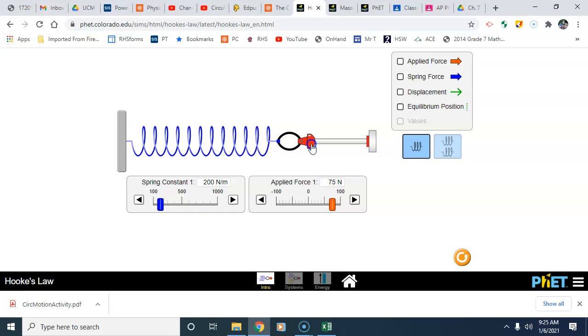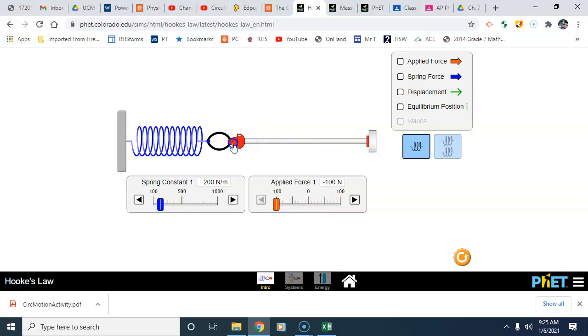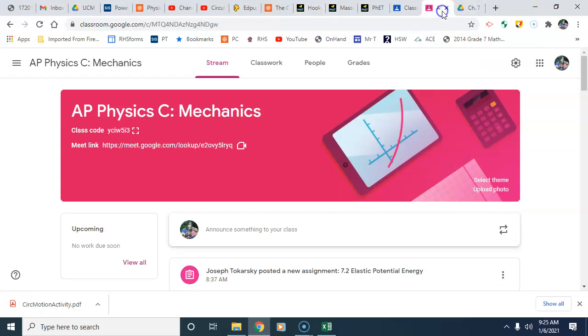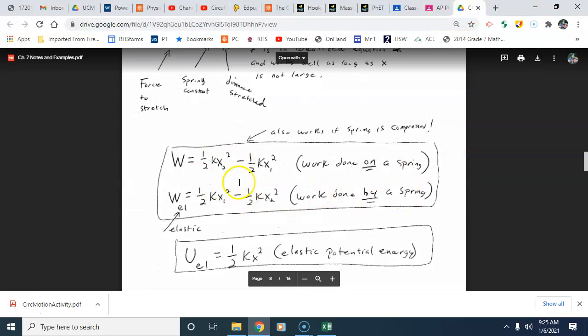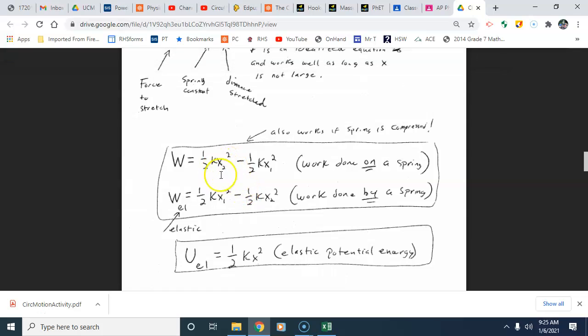To the left. Or if I push to compress it to the left, it wants to push back to the right on me. That's why there are two different ways to look at it. But for the same situation, if you use these same two formulas, the overall amount of work would be the same. Just one of them is going to be positive, and one of them is going to be negative. Okay?